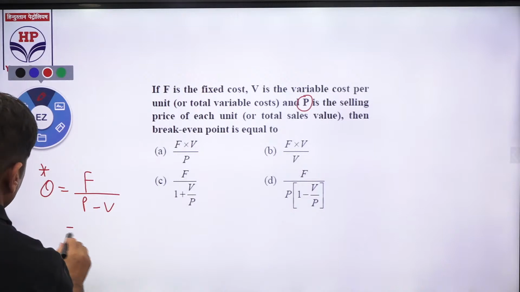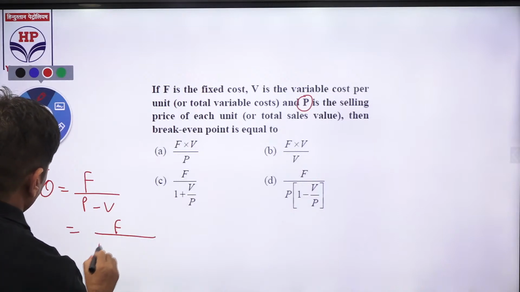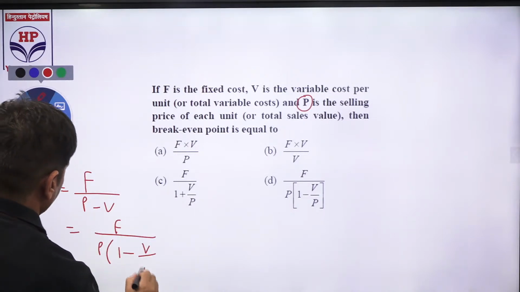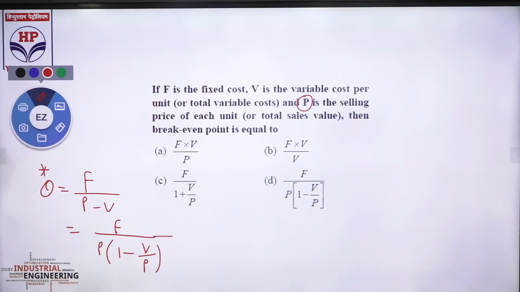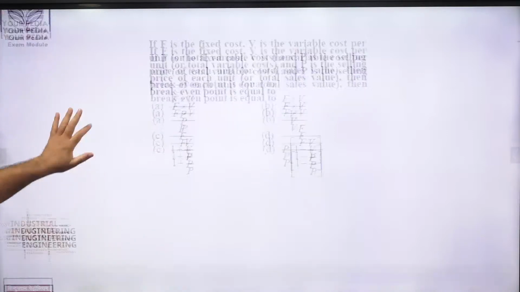Is any formula you are getting similar to that? P over 1 minus V over P. So D is the answer for this particular question. Yes, D is the answer. Let's go for the next.